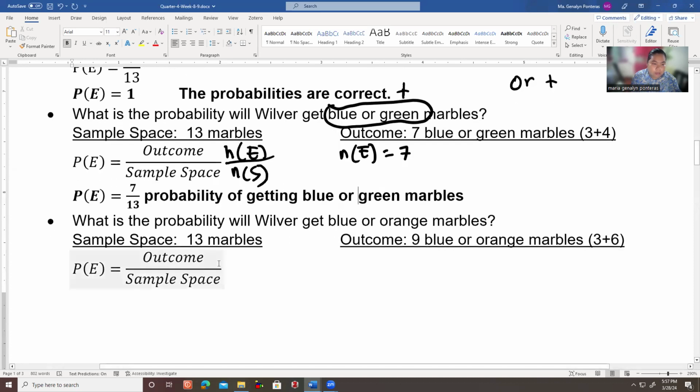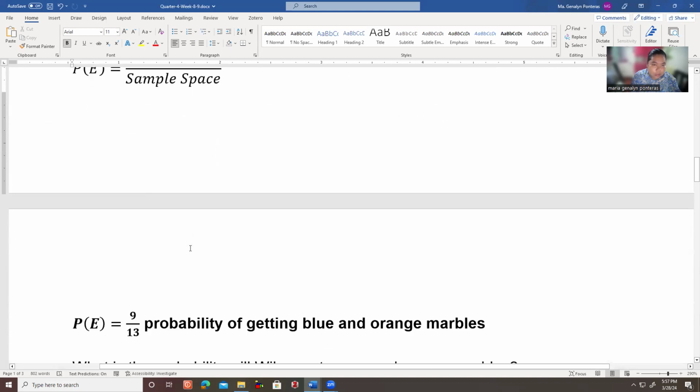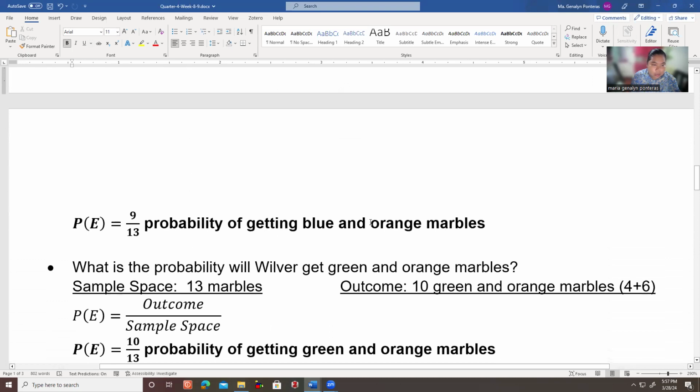How about that Wilbur will get blue or orange? So you have here 3 plus 6. Since we use the word "or", it would be plus. So 3 plus 6 is 9, and that would be 9 over 13. So Wilbur has a probability of 9 over 13 of getting blue or orange marbles.